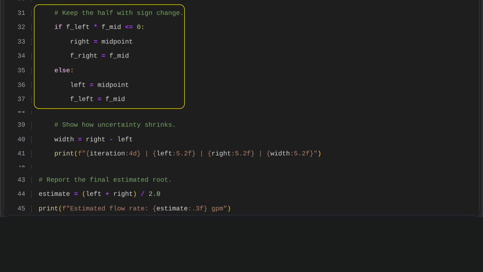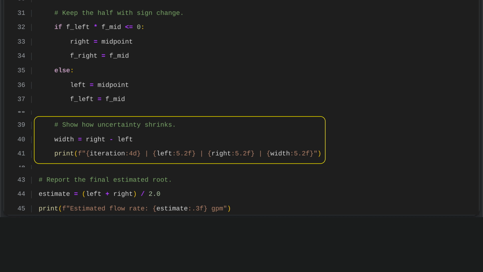This code keeps the half of the interval that still brackets the root. It checks whether the function changes sign between the left endpoint and the midpoint. If it does, the right endpoint becomes the midpoint. Otherwise, the left endpoint becomes the midpoint. This preserves an interval where the root must lie.